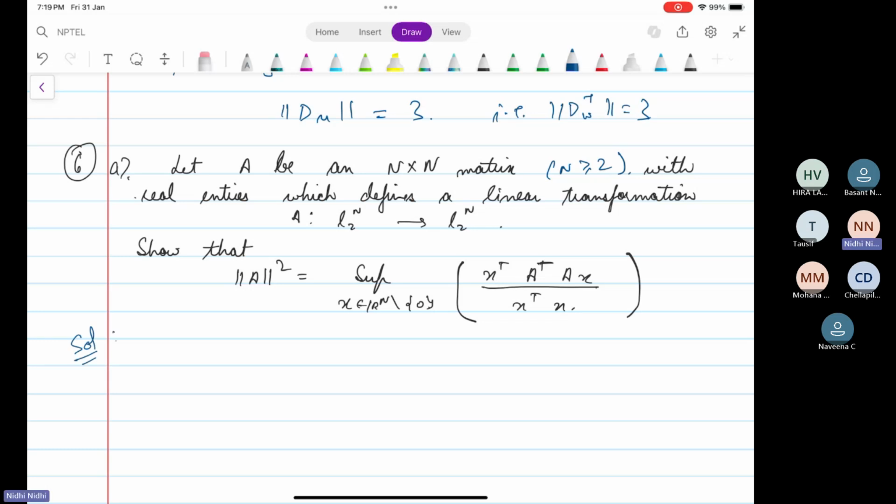I would like you to try this yourself. I'll wait for 5 to 10 minutes. Just use the definition of the operator norm, which is basically the supremum over all x in Rn minus 0 of norm Ax by norm x. Try to evaluate what norm Ax would be in terms of A transpose. I'll come back in 5 minutes. Please try this.